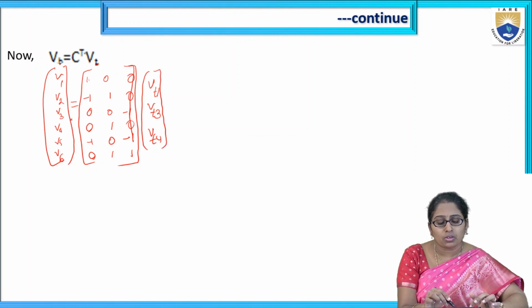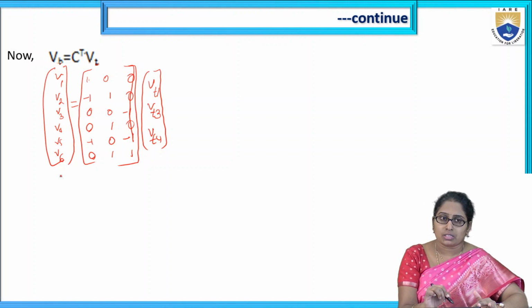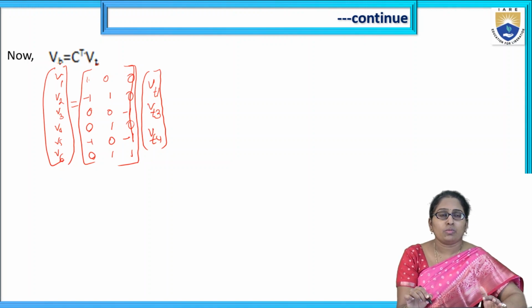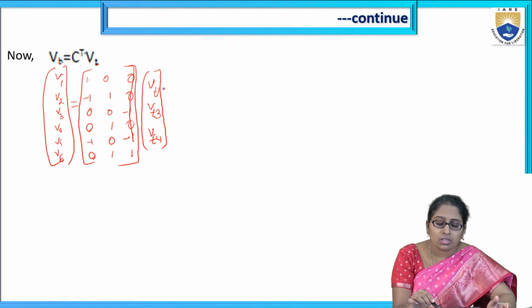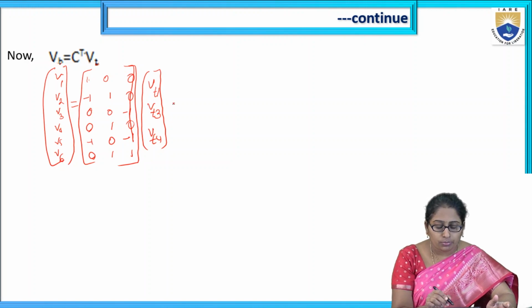I have taken branch voltages denoted with V1, V2. Branches are 1, 2, 3, 4, 5, 6, so accordingly the branch voltages are V1, V2, V3 and so on up to 6. Then tree branch voltages: we have the tree with the branches 1, 3, 4. That's why I have taken a different notation from the branch voltages: VT1, VT3, VT4. Now just know the order: this is a 3 by 1 matrix and this is 6 by 3. So finally we can get the branch voltages.